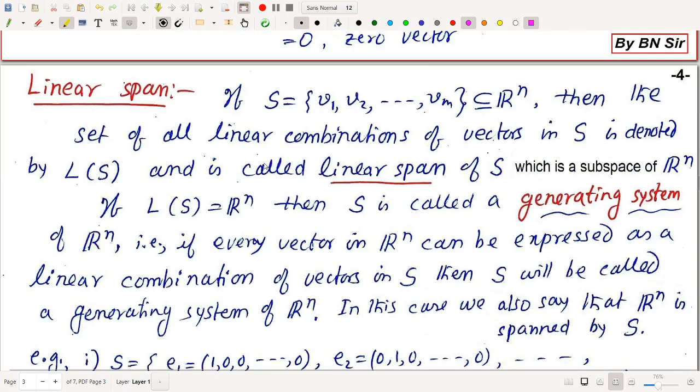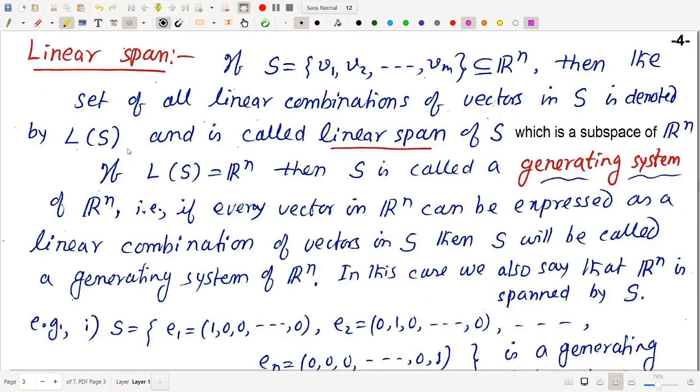Okay, next comes linear span. What is linear span? If S is equal to a set of vectors v1, v2, ..., vm, a set of m vectors in R to the power n, a subset of R to the power n, then the set of all linear combinations of vectors in S is denoted by L(S). We can change the coefficients, the linear combination will change, and this collection of all linear combinations of vectors v1, v2, ..., vm is denoted by L(S) and is called the linear span of S, which is a subspace of R to the power n. It is a subspace. Already you know what is a subspace.